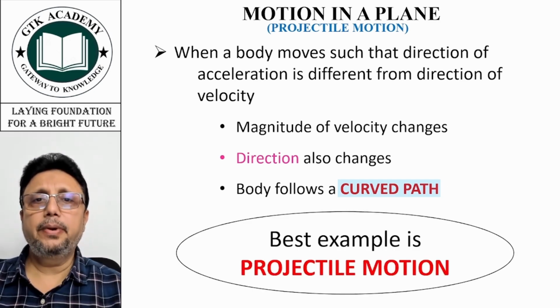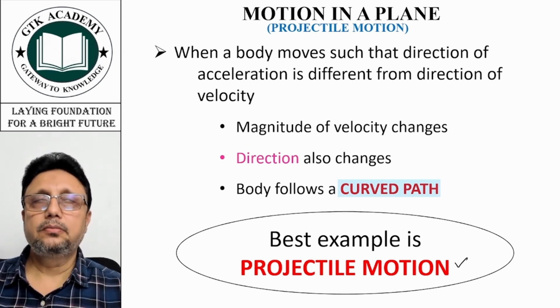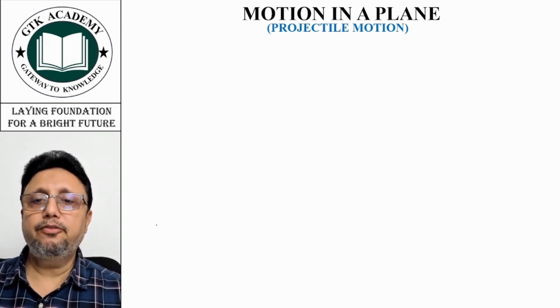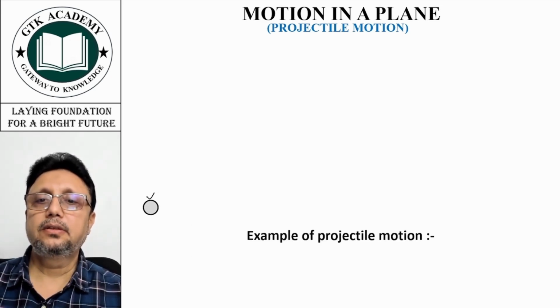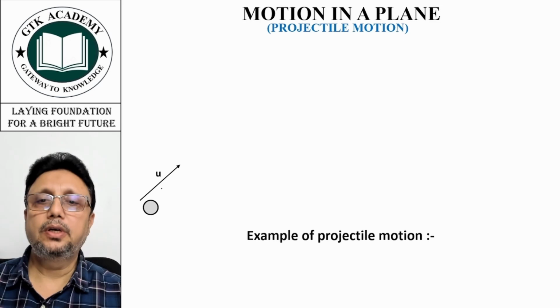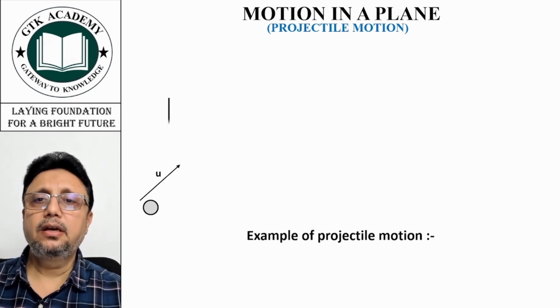The best example of this is projectile motion. So let me give you an example of projectile motion from day-to-day life. Suppose we have a body like this, and this is projected upwards with a velocity u in this direction, making an angle with horizontal. Now what is the force or acceleration here? That is the acceleration due to gravity.